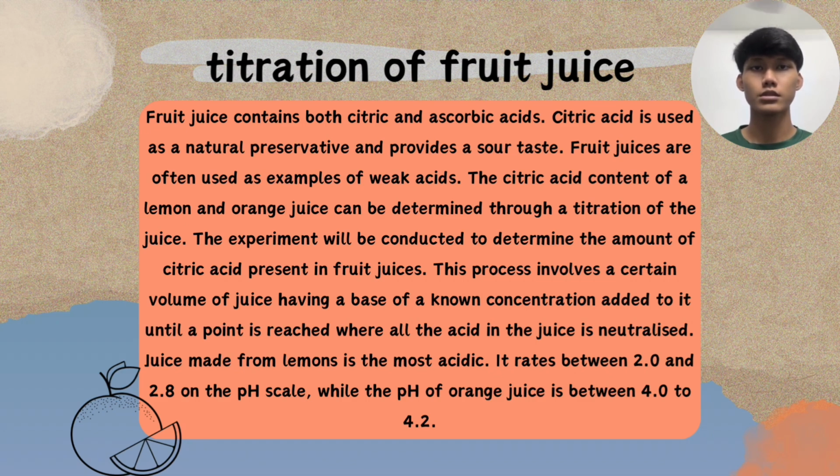Juice made from lemons is the most acidic. It rates between 2.0 and 2.8 on the pH scale, while the pH of orange juice is between 4.0 to 4.2.